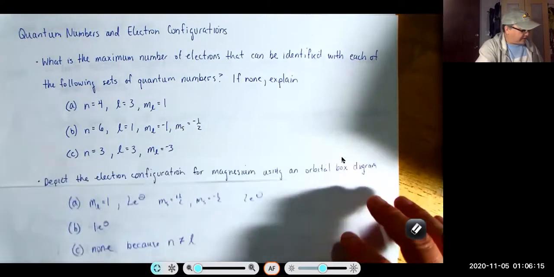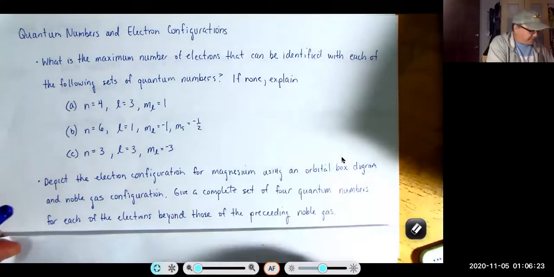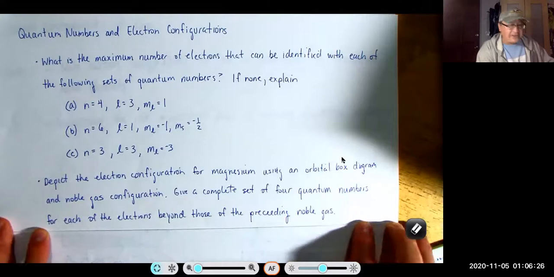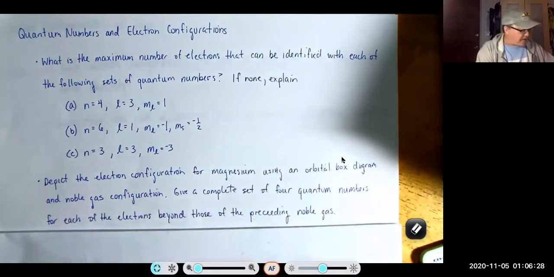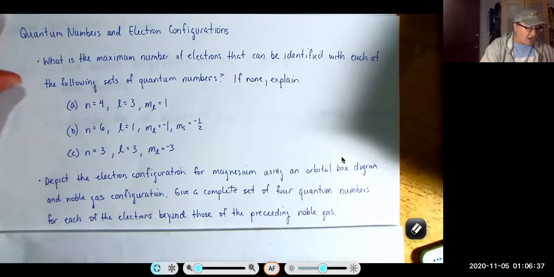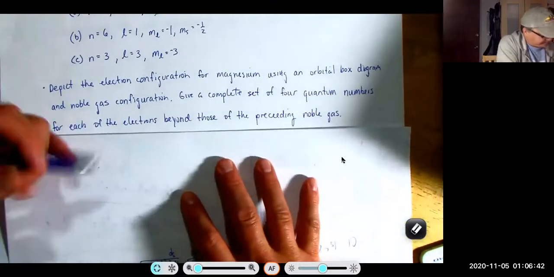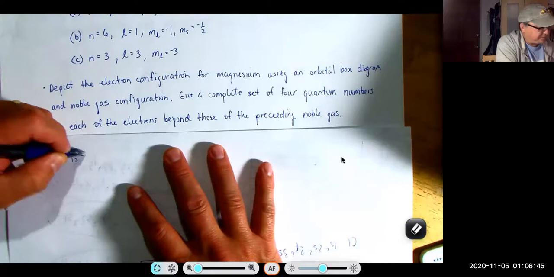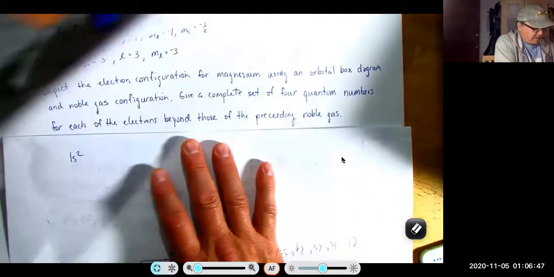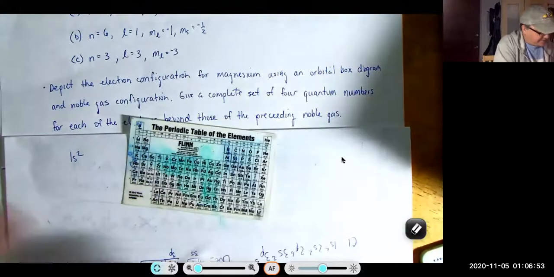And the last question we have for this section, the last practice question is, depict the electron configuration for magnesium using the orbital box diagram and noble gas configuration, and give a complete set of 4 quantum numbers for each of the electrons beneath or beyond those of the preceding noble gas. So for magnesium, we have 1s2, and I'm going to cross that off and circle magnesium.